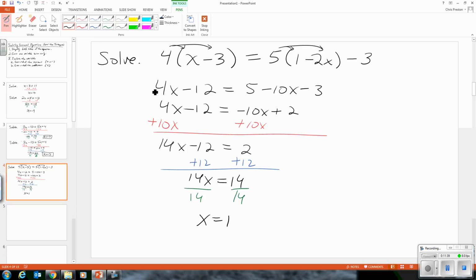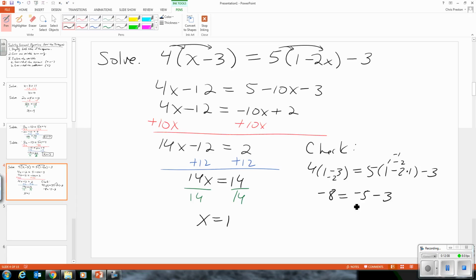And just like in previous problems, we can check this answer if we want to. If I want to check it, what I would do is say 4 times 1 minus 3. Does that equal 5 times 1 minus 2 times 1 minus 3? Well, this is negative 2, so 4 times negative 2 is negative 8. This is 1 minus 2, so negative 1. 5 times negative 1 is negative 5. And then minus 3. Well, negative 5 and 3 more negatives is a negative 8. So that does work. So our answer is positive 1.